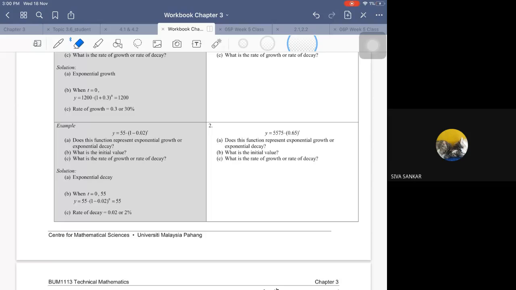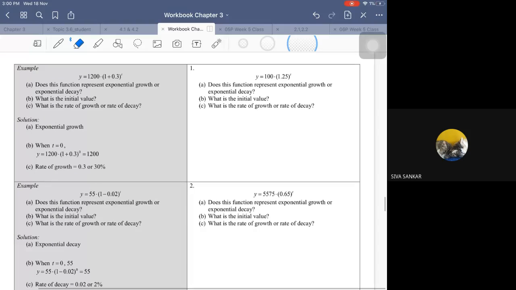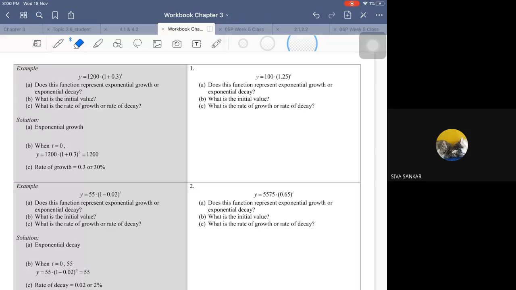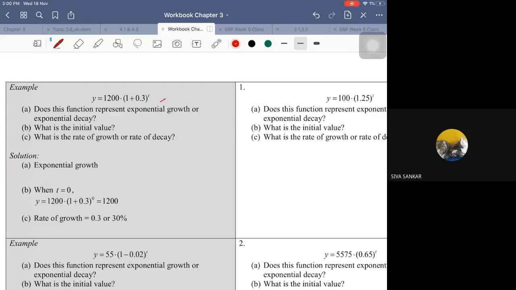So let me erase this. Okay, for the first example, so this is our equation. So it's written as this. So 1200 multiplied by 1 plus 0.3t. So yang raised to the power of t ni, dia adalah sama dengan b. So tanya kat sini, does this function represent growth or decay? Of course kat sini b adalah sama dengan 1.03, lebih besar daripada 1, exactly. So it's going to be growth, obviously.